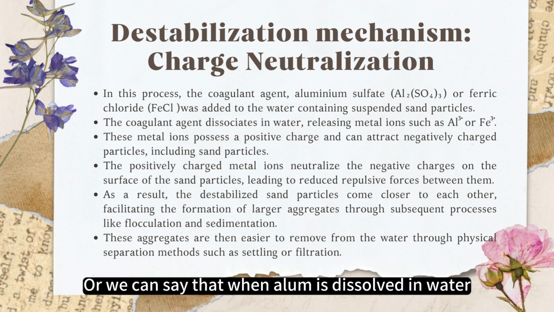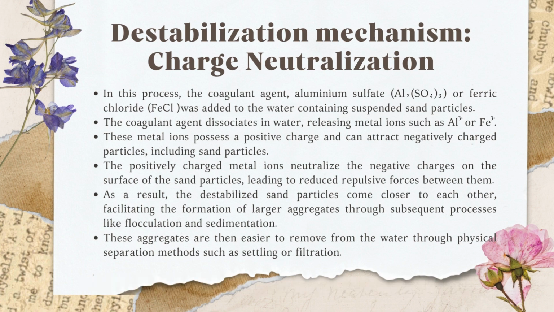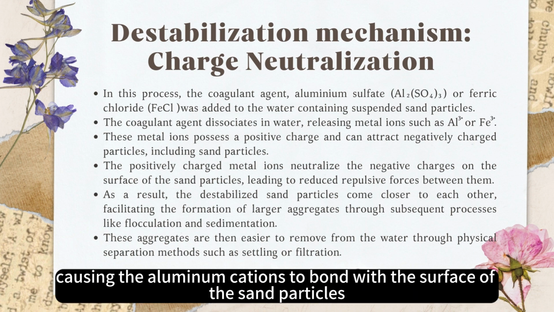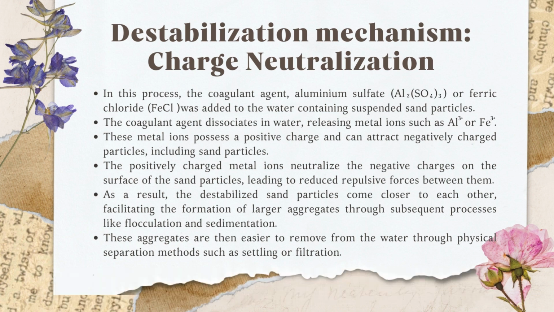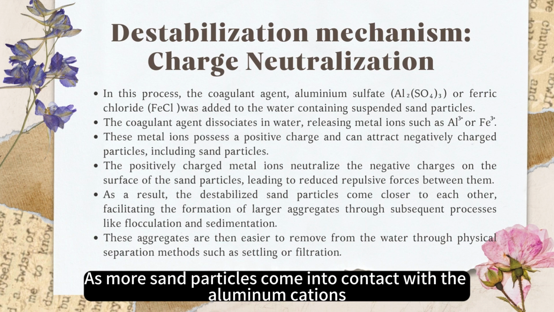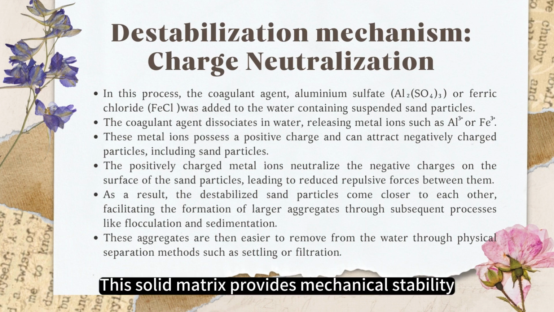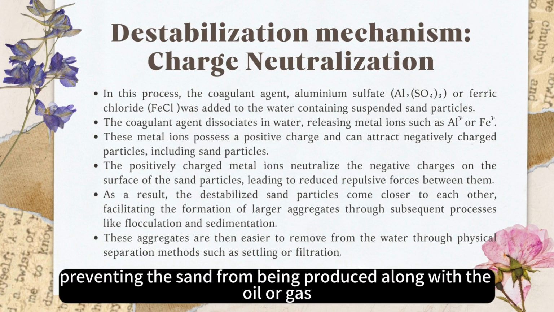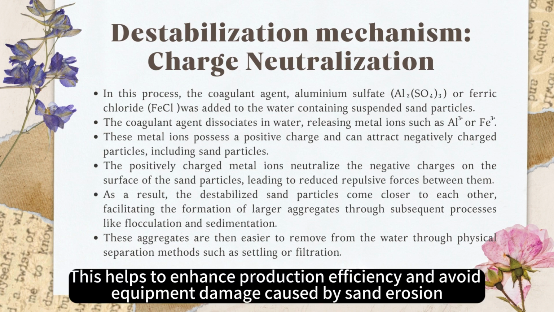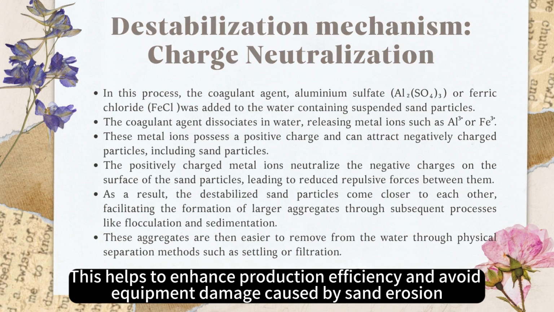Or we can say that when alum is dissolved in water, it forms aluminium hydroxide. This hydroxide reacts with the sand grains, causing the aluminium cations to bond with the surface of the sand particles. As more sand particles come into contact with the aluminium cations, they bond together, forming a solid matrix. This solid matrix provides mechanical stability, preventing the sand from being produced along with the oil. This helps to enhance the production efficiency and avoid equipment damage caused by sand erosion.